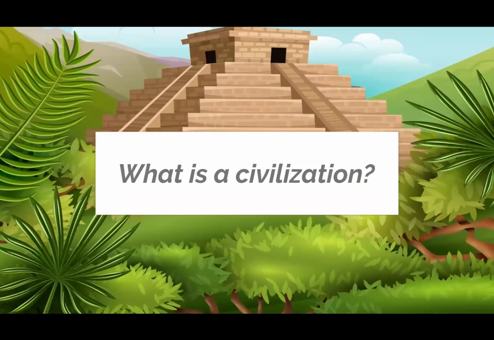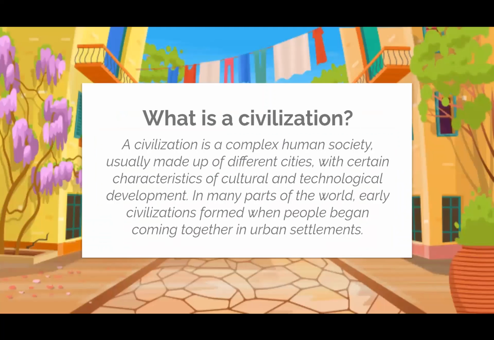So what is a civilization? A civilization is a complex human society, usually made up of different cities with certain characteristics of cultural and technological development. In many parts of the world, early civilizations formed when people began coming together in urban settlements. So if you were absent, I'm going to go through the whole lesson with you. If you just need some homework help, you can skip ahead to where I talk about the worksheet, okay?